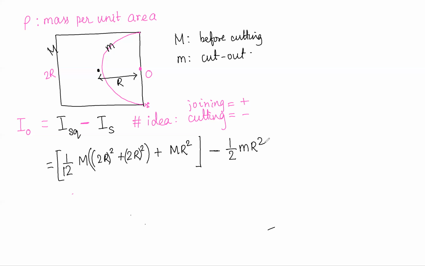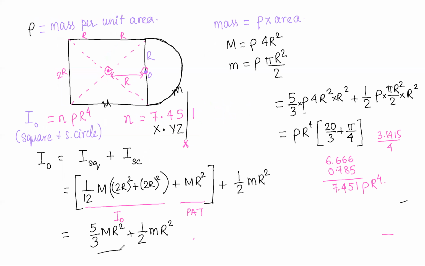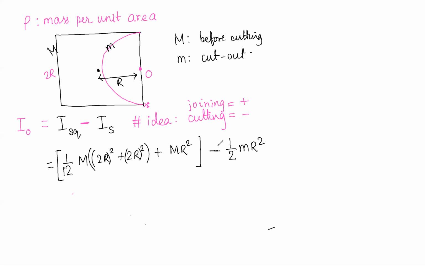Just like in the previous problem, we need to calculate all the values. So let's go back to the previous problem for a minute. We got 5 by 3 mr square. We got 1 by 2 mr square. Over here also, if you see all the terms, everything is the same except you have a minus sign. So you will simply write 5 by 3 mr square minus, not plus, minus half small mr square. So basically what I wanted to teach you was the idea of this minus sign. Understand that we are writing a minus sign because we are cutting something out. If you are adding something, you would write a plus sign. If you are cutting something out, you will write a minus sign.